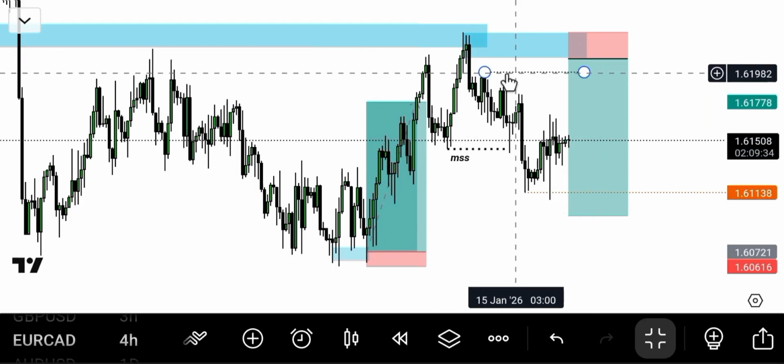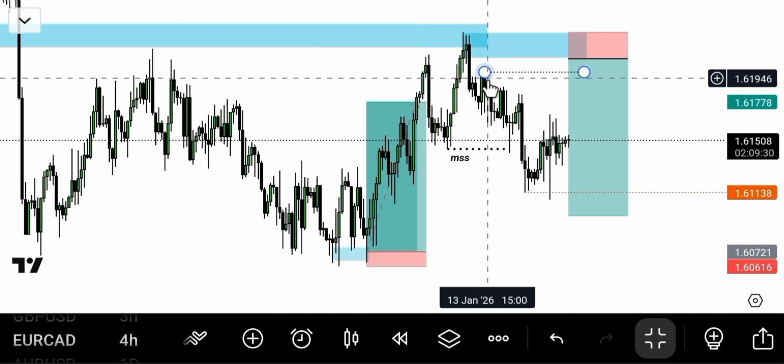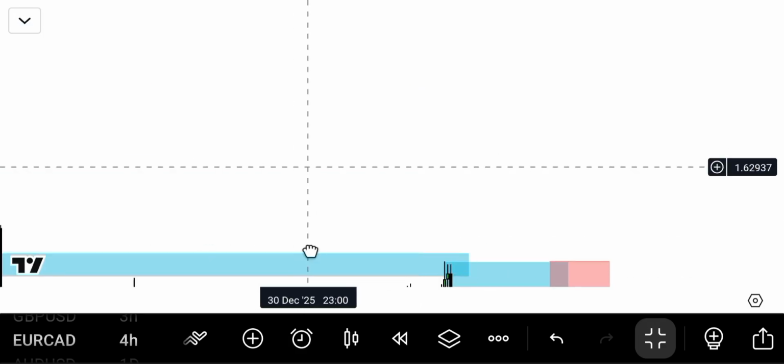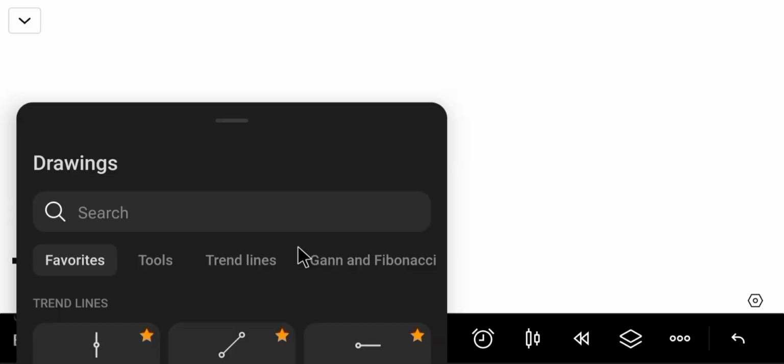Because when price takes out this inducement liquidity, this is inducement liquidity. Sometimes I call it structural liquidity, but basically it's inducement liquidity. If you guys don't know what inducement is, let me explain it in a bit.